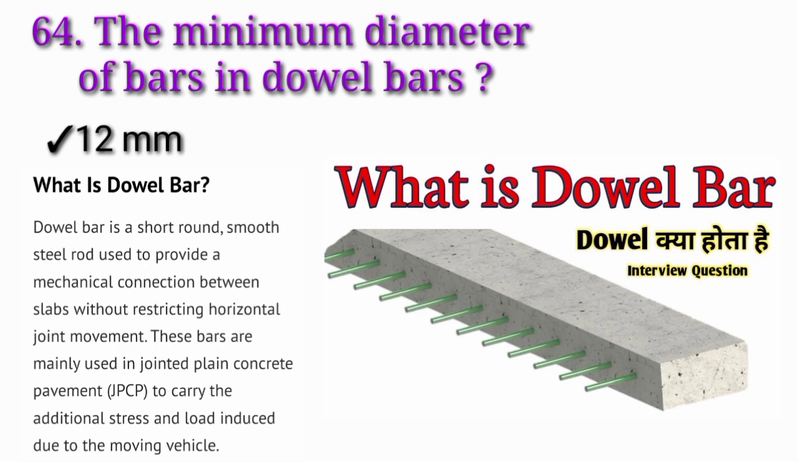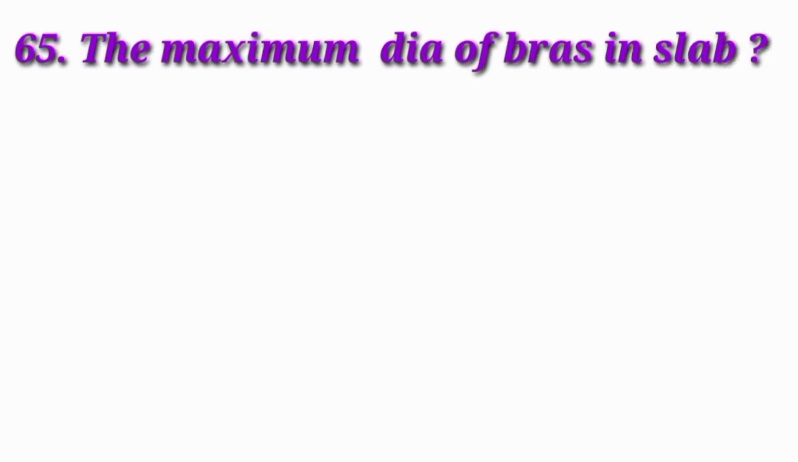These bars are mainly used in joints of plain concrete pavement to carry the additional stress and load induced by moving vehicles. The dowel bar is a short, rounded, smooth steel rod used to provide a mechanical connection between slabs without restricting movement.